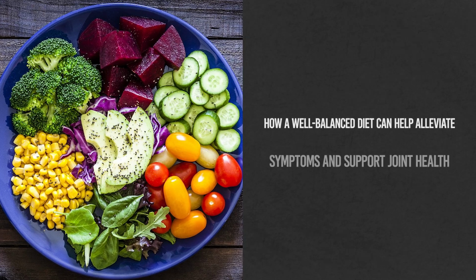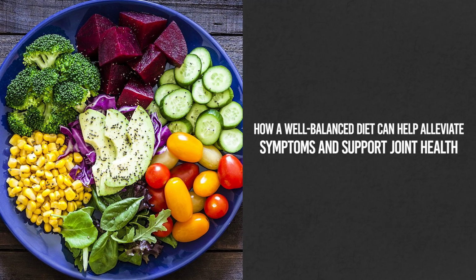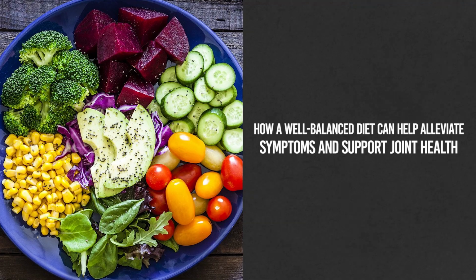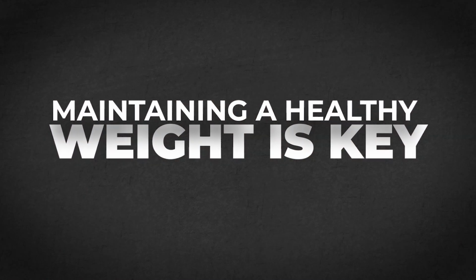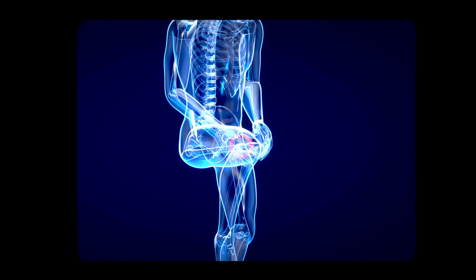Now, when it comes to managing osteoarthritis, nutrition plays a crucial role. Let's break down how a well-balanced diet can help alleviate symptoms and support joint health. First, maintaining a healthy weight is key. Excessive body weight puts more stress on the joints like the knees and hips, accelerating cartilage degradation. A balanced diet helps to reduce body fat and consequently systemic inflammation.